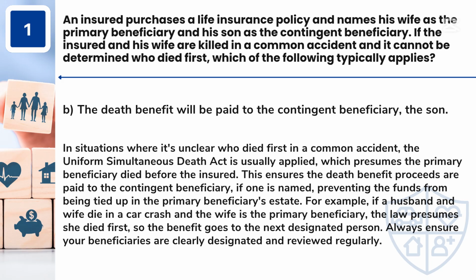For example, if a husband and wife die in a car crash and the wife is the primary beneficiary, the law presumes she died first, so the benefit goes to the next designated person. Always ensure your beneficiaries are clearly designated and reviewed regularly.